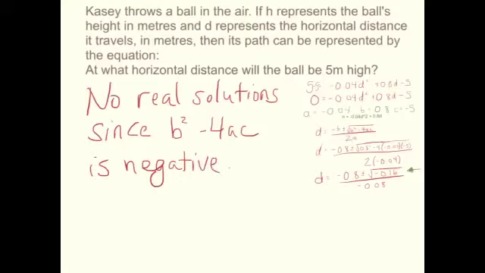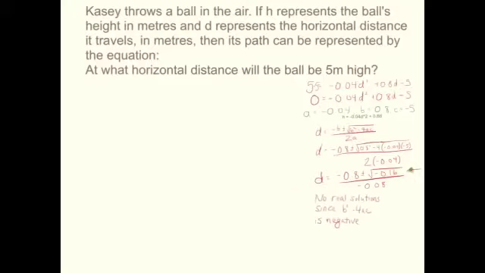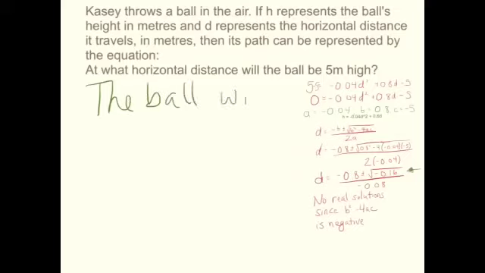Okay. So in some algebraic context where we're not actually measuring lengths and heights, I'll show you how you can simplify this. But for now, in this case, the question is when will it be 5 meters high? And the answer is it's never going to be 5 meters high, because we can't get a solution from this. So the ball will never be 5 meters high.